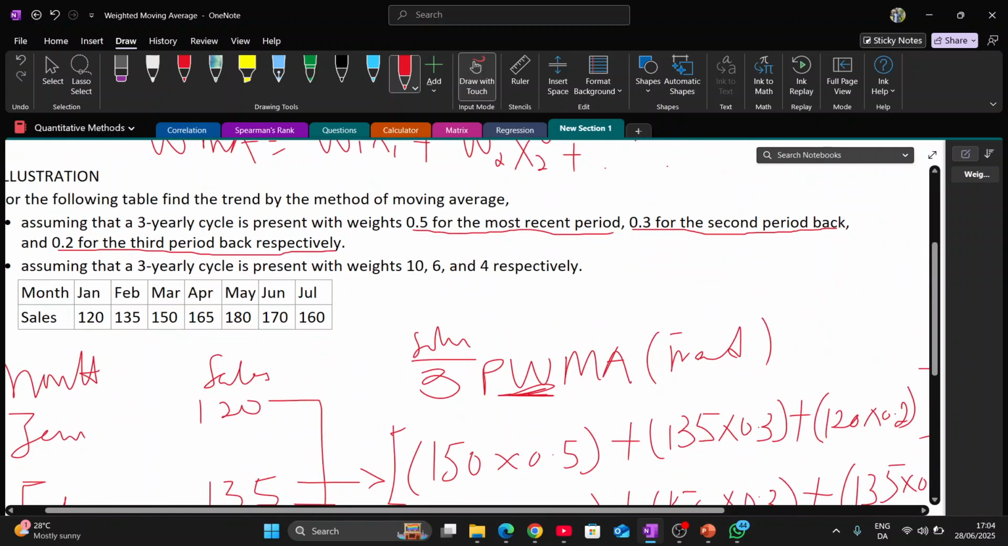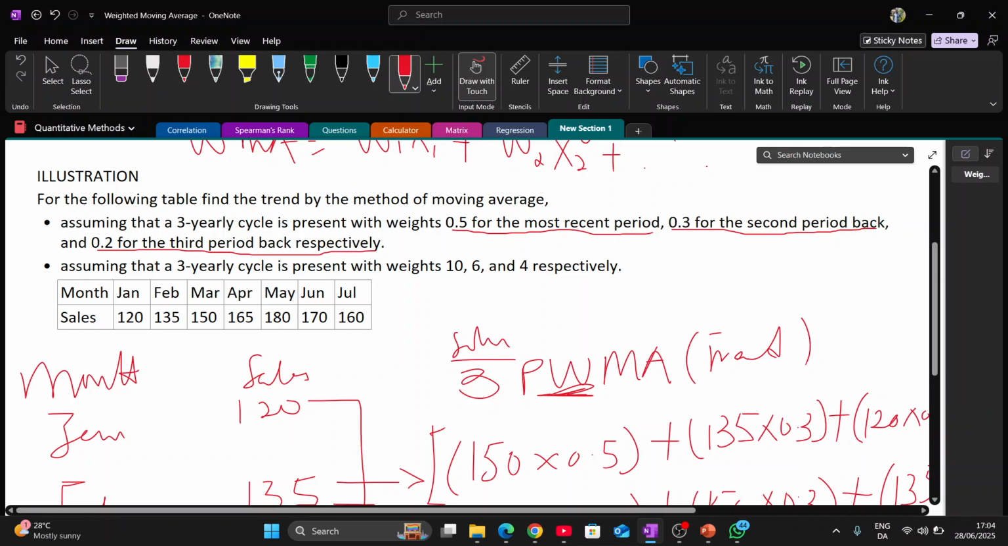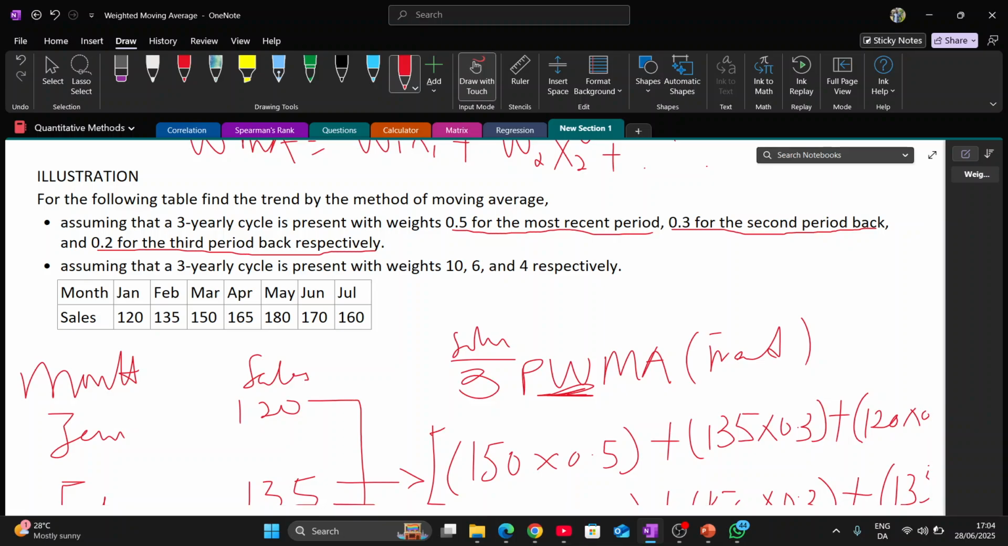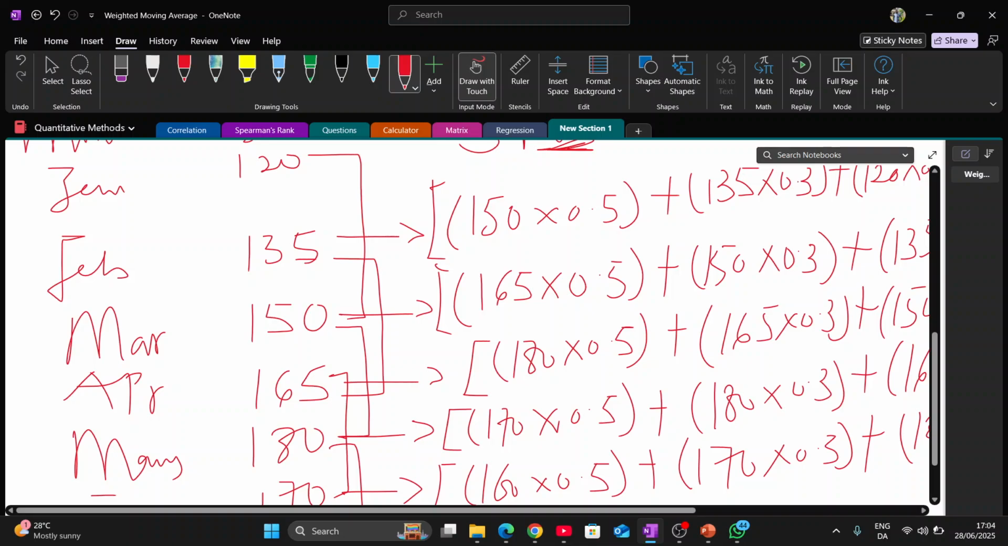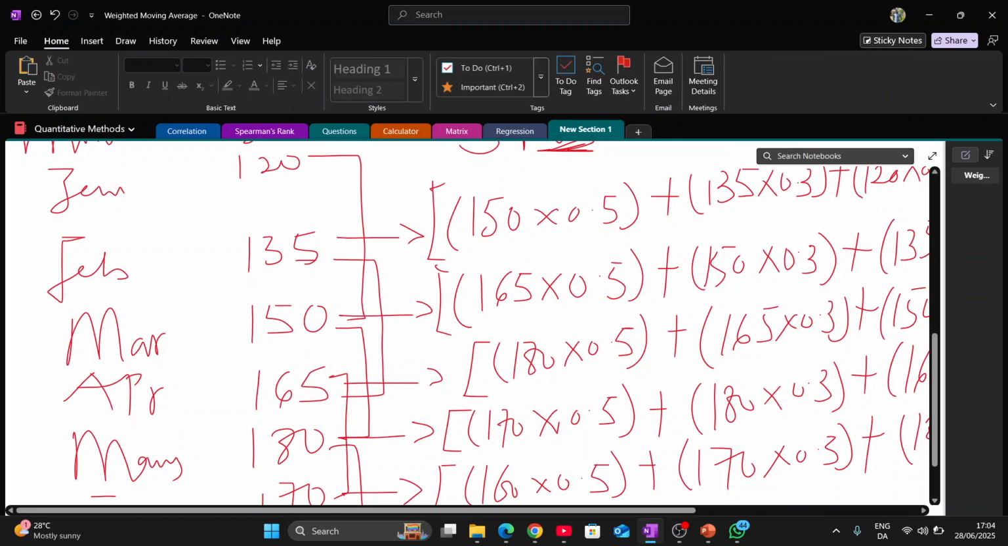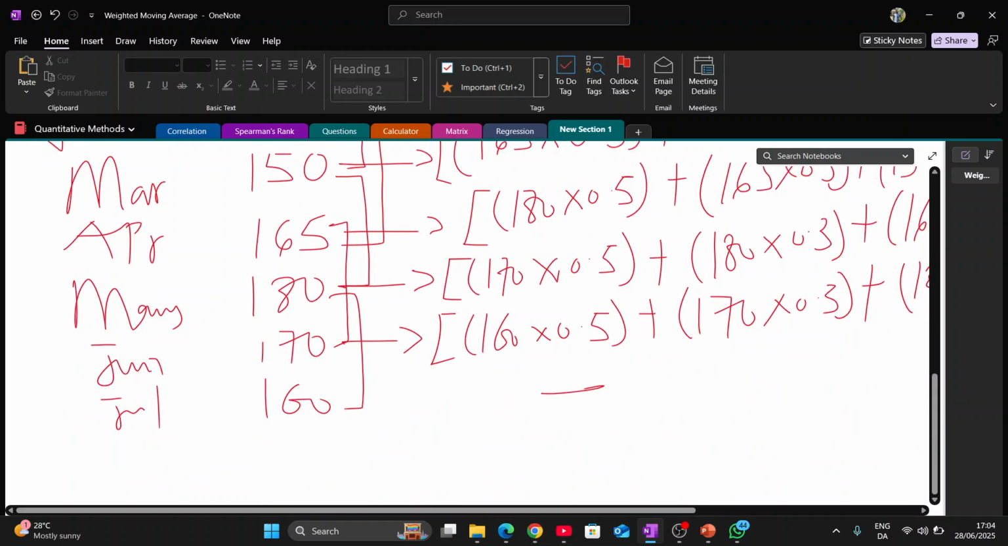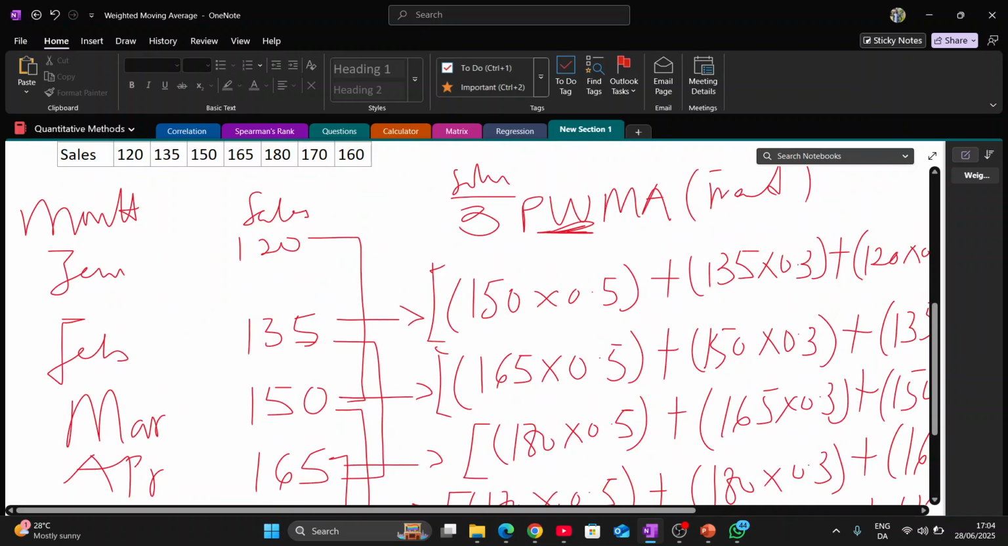All right, now let's solve the second one, where the summation of the weight is more than 1. So we have 10 plus 6, 16, plus another 4 giving us 20. So where the summation of the weight is more than 1, how do you go about this? Let me clean this.